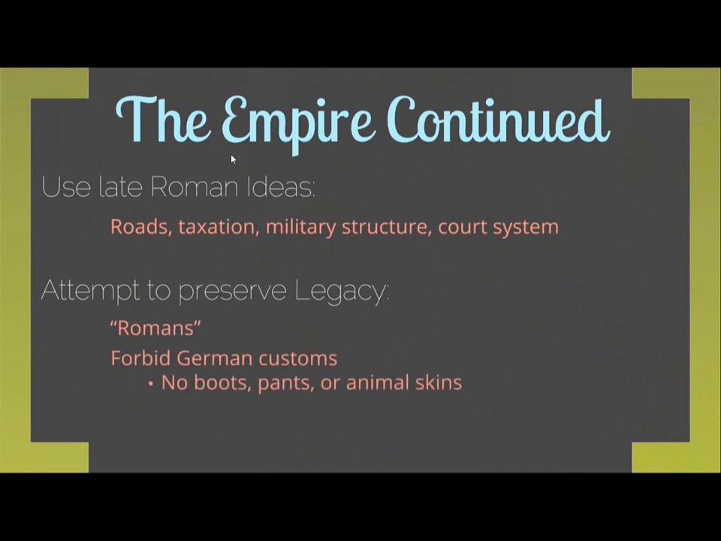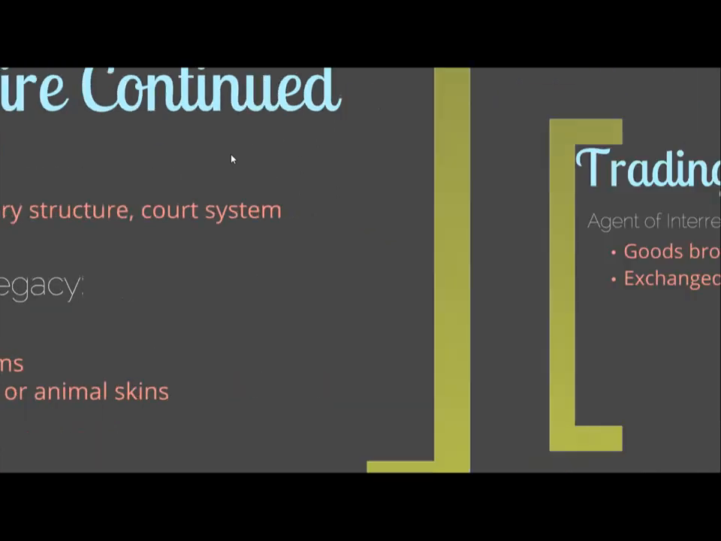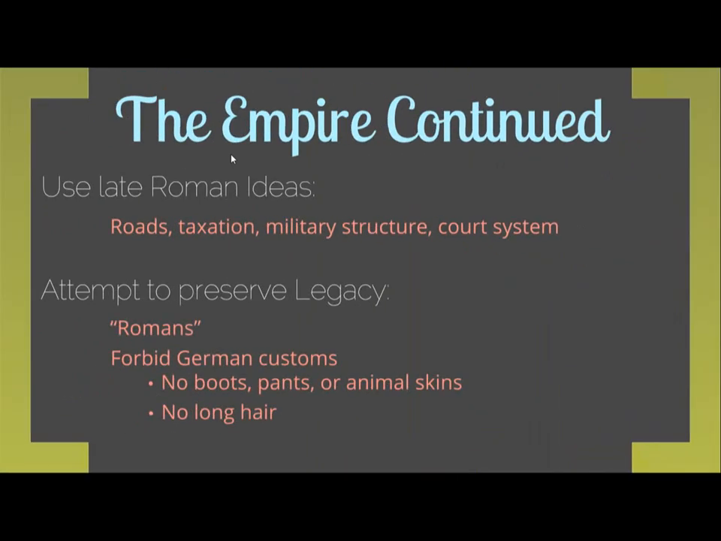So the empire will continue in the east, and they're going to continue to use late Roman ideas such as roads, taxation, their military structure, and court systems. They're going to attempt to preserve the Roman legacy. So people are referred to as Romans, and they are also going to forbid any kind of German customs. So they will not allow boots, pants, or animal skins, and people are not allowed to have long hair, meaning men mostly. Men are not allowed to have long hair.